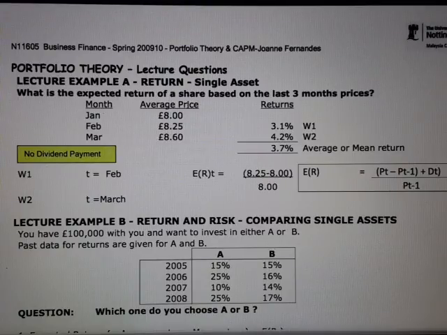If you look at lecture example A, we have January, February, March, with average share prices of £8, 8.25, 8.6, and the returns 3.1%, 4.2%. How do you calculate this? It's actually based on the price. If you look at the prices listed here, they are increasing. The moment the prices are increasing, you will make a return. Let's look at how we calculate the return.